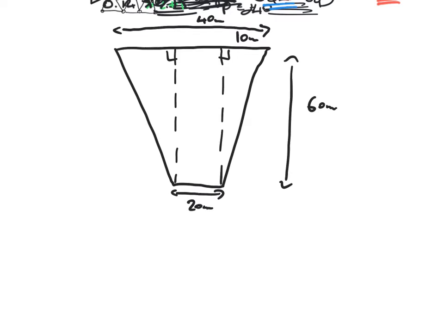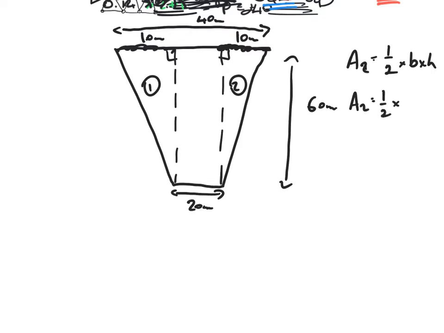The question is asking me to find the area of the window. So we've got identical triangles. If this is 10 centimetres here, this will be 10 centimetres here as well. I'll call that area 1 and area 2. Let's find area 2. It's a triangle, half times base times height is the formula. That's a half times the base of the triangle, which as we can see is 10, multiplied by the height of the triangle, which we can see is 60. A half times 10 times 60, so 10 times 60 is 600, half that, and I get 300 square centimetres.